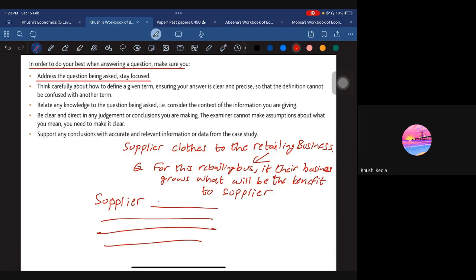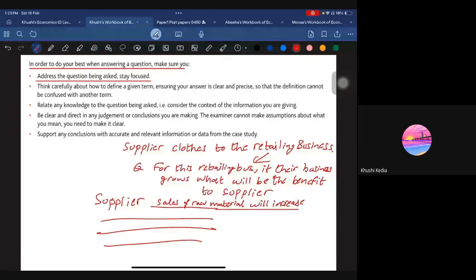So here the student wrote that sales of raw material will increase. Examiner did not give any marks for this. Why? Is it because the supplier is supplying clothes and clothes is not a raw material? Yes.